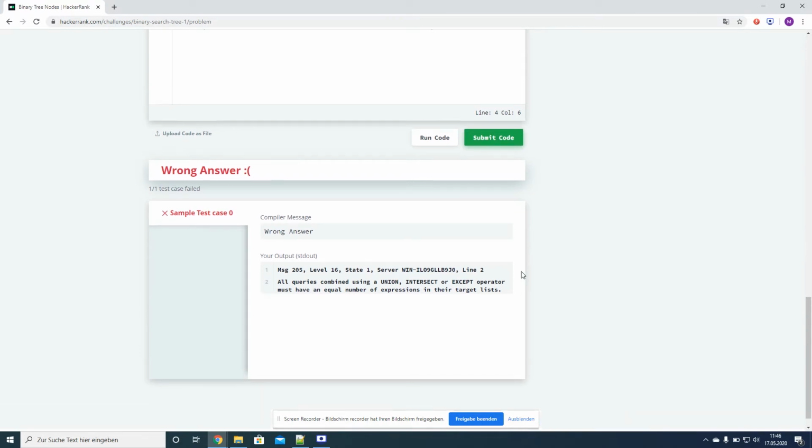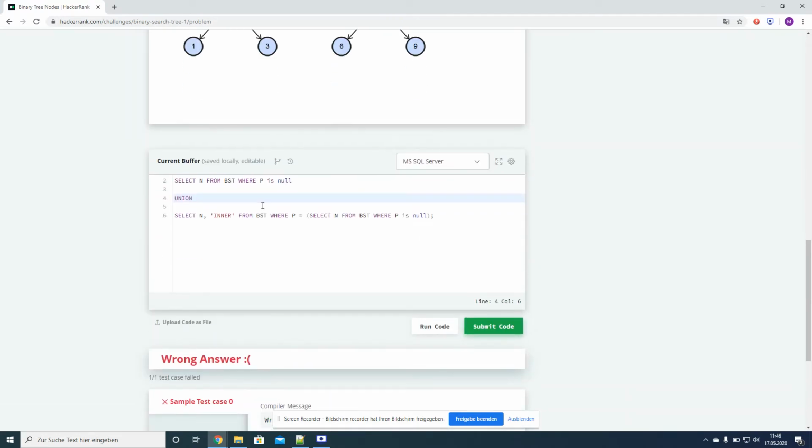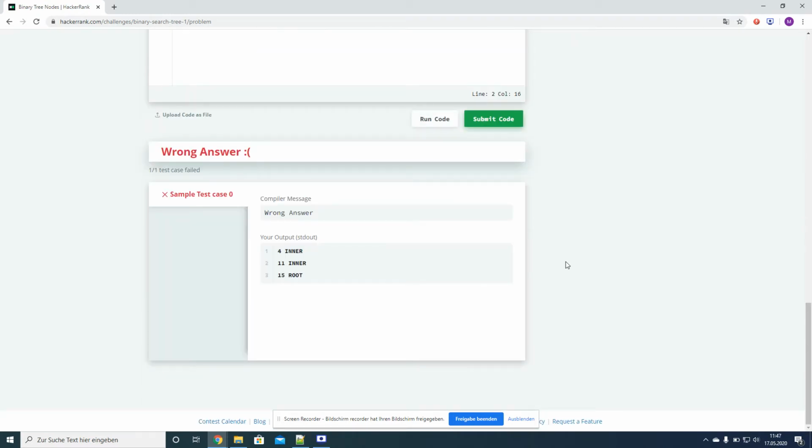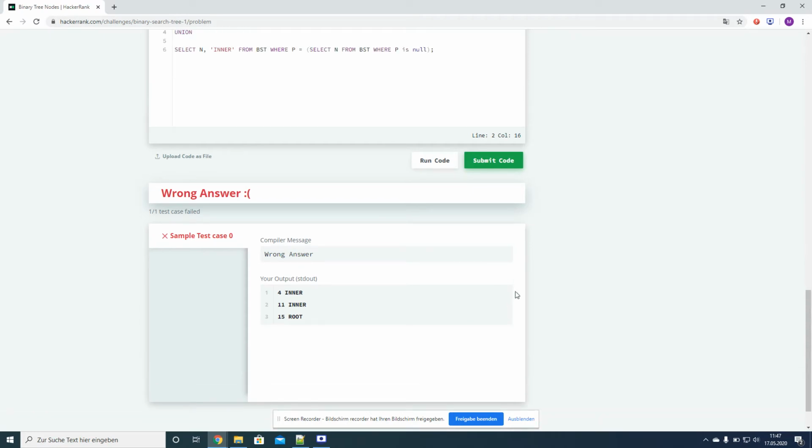This is not working because we just have one column here. We have to have both the same number of columns. So we have n, and this one was the root definition. So we write root. Inner, root. Okay, that looks not too bad.